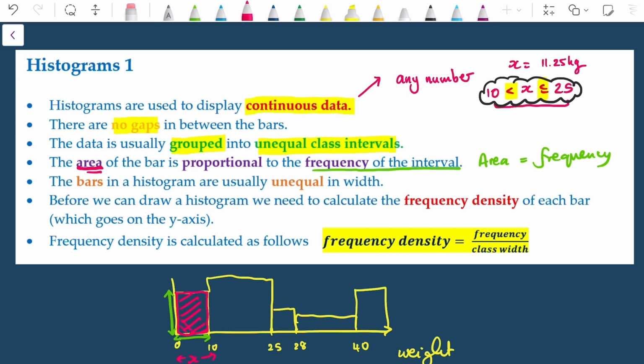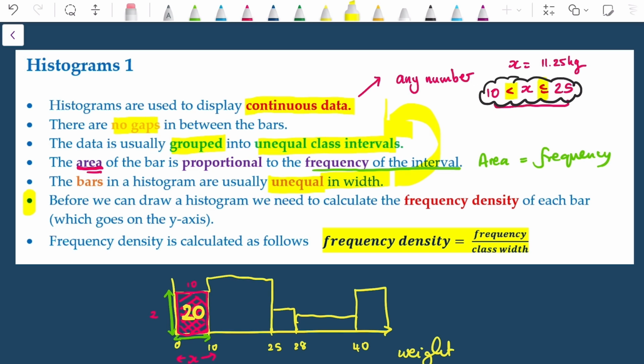Let's say that's a distance of 10, and let's say that's a height of 2, then the answer is going to be 20, which means I had a total of 20 cats that weighed between 0 and 10 kilograms. More on that later. The bars in a histogram are unequal in width, and that's because our class intervals, as we said, are unequal widths.